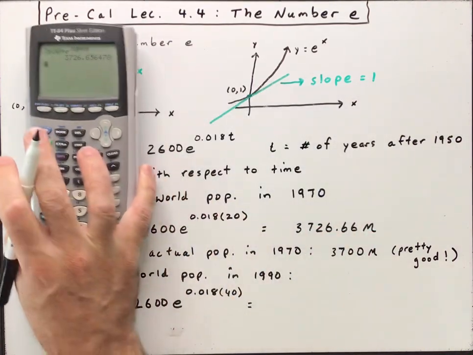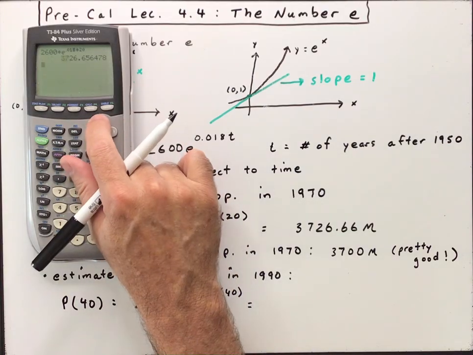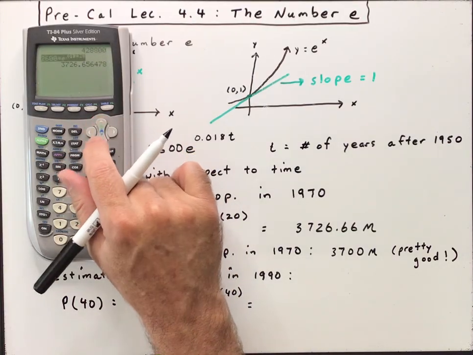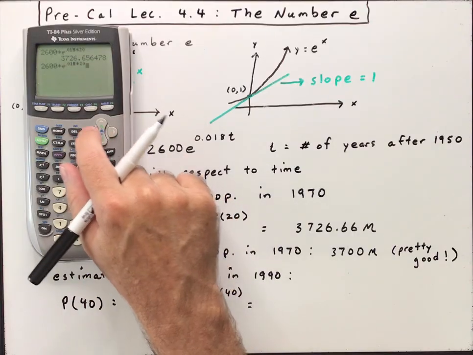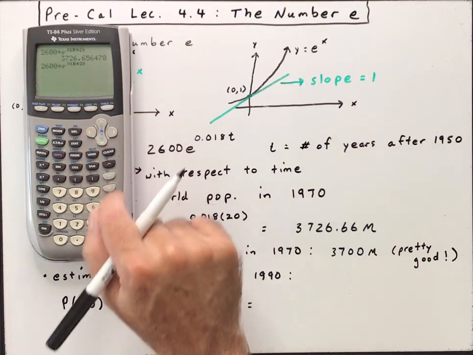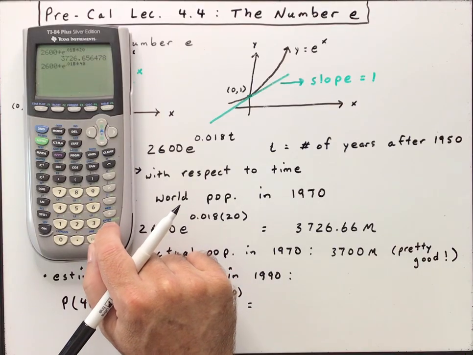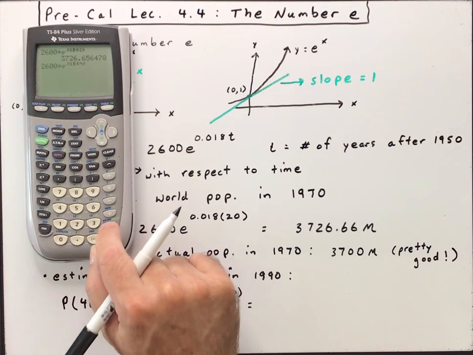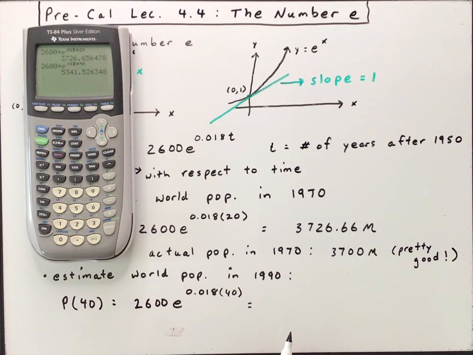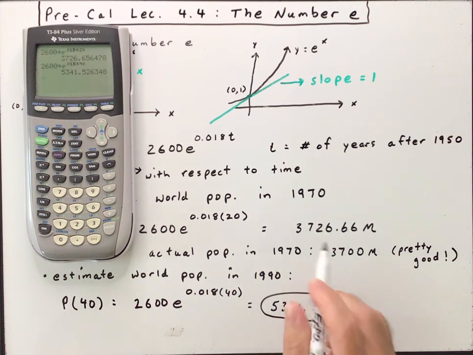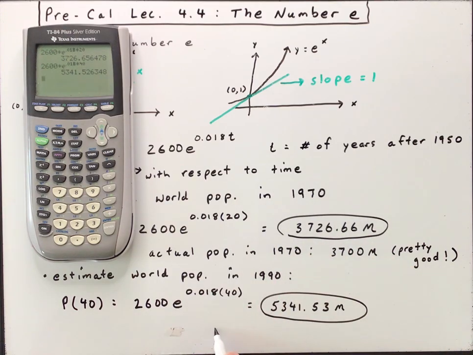All right, so all we have to really do is go up here and edit. See if we can edit that. And I can arrow over to the 20 and type over with a 4. So all I did was edit the previous one and do 40, and I've got 5341.53. That's million, so that's 5.34 billion. And that's what our model says.